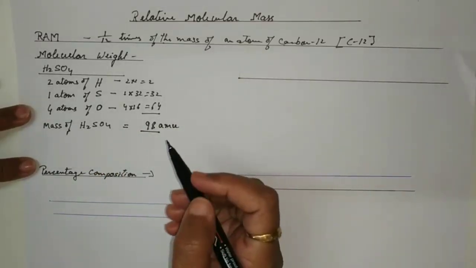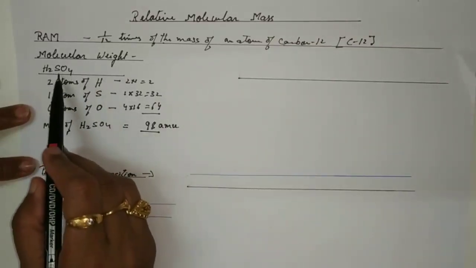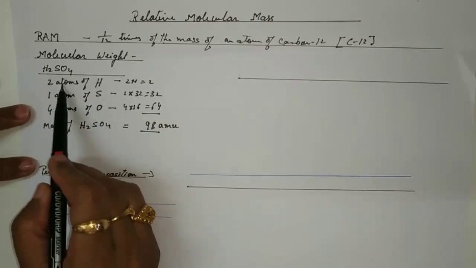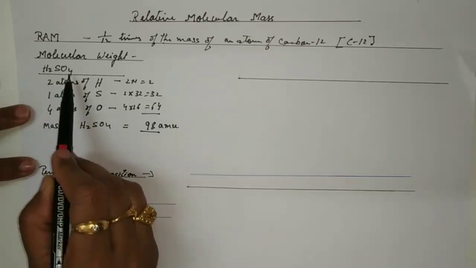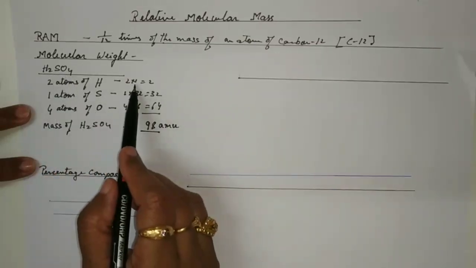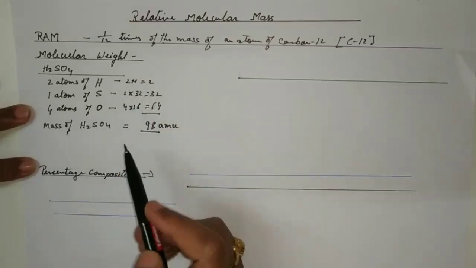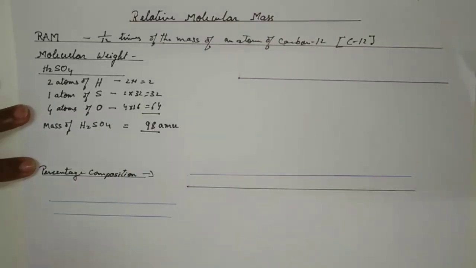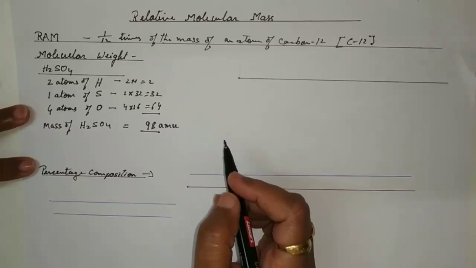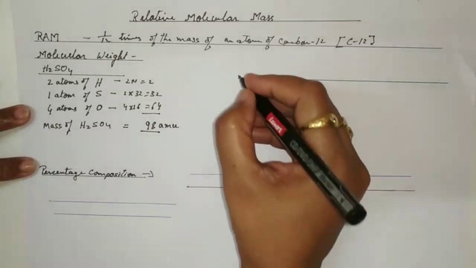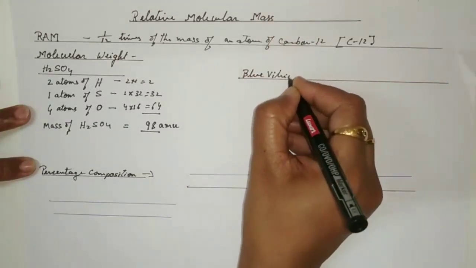So I just repeat the steps. You need to know the name of the compound. You need to know the formula. You need to write how many atoms of each type of element are contained in the compound. You need to know the atomic masses. You need to multiply, add up, and get the mass of the compound, which is the molecular weight. Now, suppose I take one more example and let it be blue vitriol.